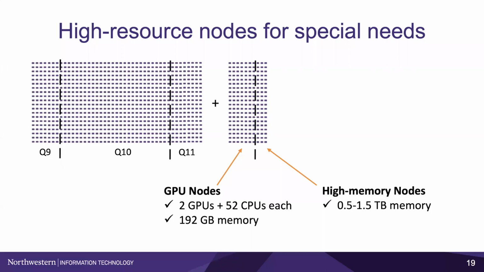On top of the regular compute nodes, we have some high resource nodes that might address your special computational needs. We have some GPU nodes, each equipped with 2 GPUs and 52 CPUs. And we have some high memory nodes, which can provide between 0.5 and 1.5 terabytes of memory per node. So between the regular compute nodes, the GPU nodes, and the high memory nodes, we are able to cater to a diverse range of computational needs at Northwestern.